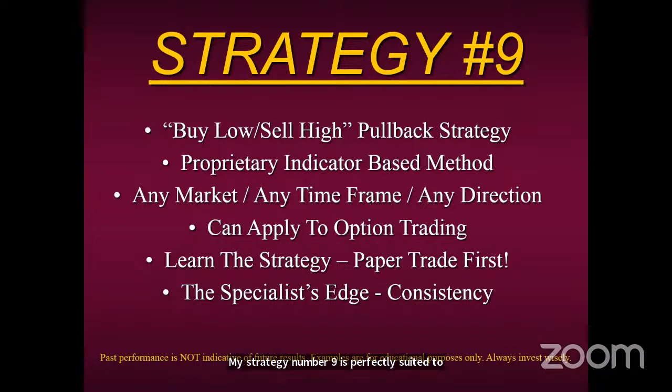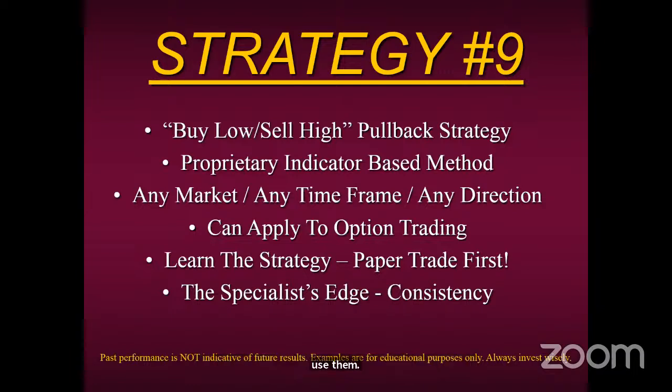Now, strategy number 9 is perfectly suited to identify these buy low, sell high setups. It's a proprietary indicator-based method that can be applied to any market, as you just saw, any time frame, as you just saw, in any direction. It makes it ideal for option trading because you're buying at these lower levels, the premiums will be much lower to buy calls, or if you're selling at these higher levels, the premiums will be much less to buy puts, or you can use them in some type of spread strategy.